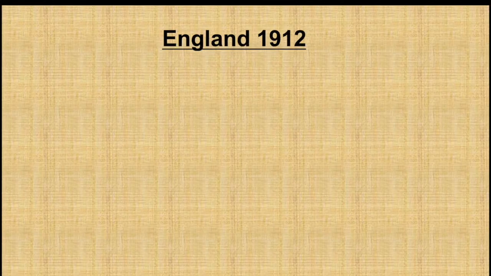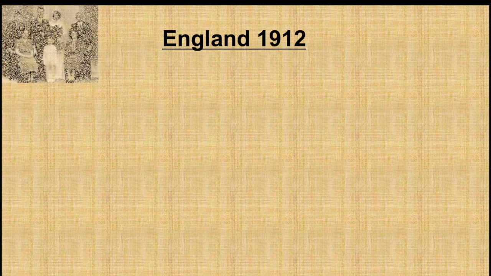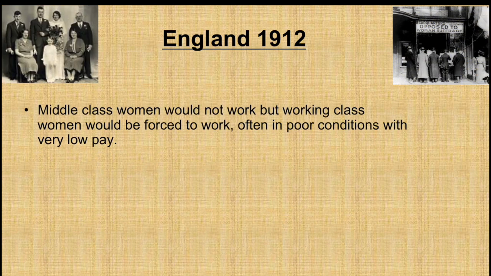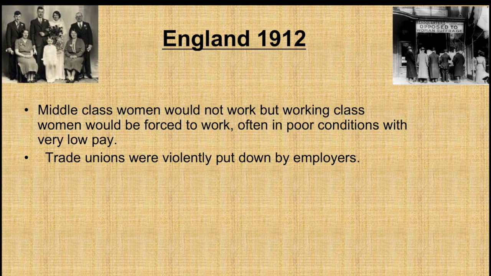Let's get into it. First of all, let's get into the basics. England in 1912, some key things to think about here. Middle class women wouldn't work, but working class women would be forced to work, often in poor conditions for very low pay. This is explicit in the way somebody like Sheila is versus the way Eva Smith is. That's nice and straightforward. And trade unions were violently put down by their employers.